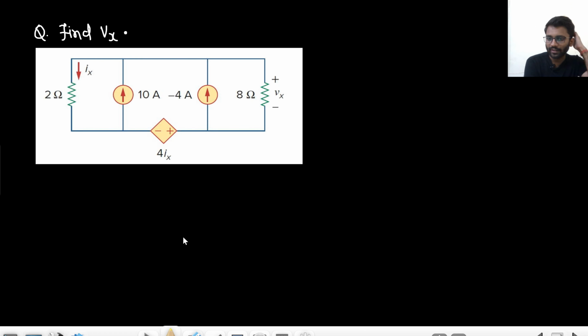In this question, you need to find the value of Vx. Okay. So let us assume this point is ground. So what will be this point? This will be 4ix plus Vx, right? If this is 0, this is 4ix, this will be 4ix plus Vx, no resistance involved. So simply this will be 4ix plus Vx.